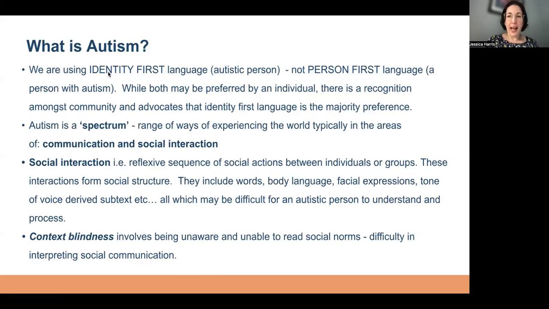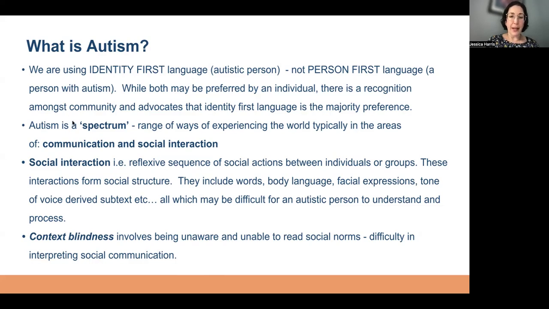What is autism? Now, a little caveat before we begin our discussion around autism. I'm going to, as much as possible, use identity first language, which means I'll be, for example, using the phrase autistic person as opposed to person with autism. Either of these turns of phrase might be preferred by an individual, but there is a recognition right now amongst the autism community and advocates that identity first language is the majority preference. And so that's what I'm going to aim to use as much as possible in our session.